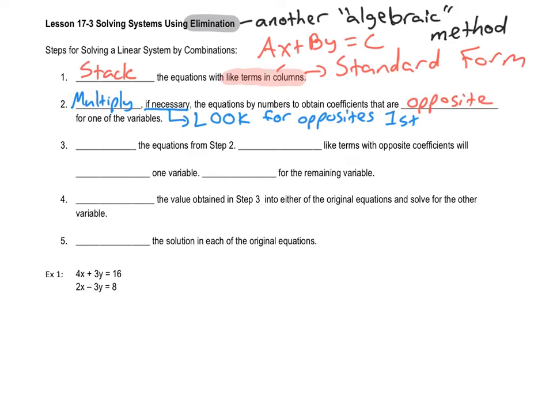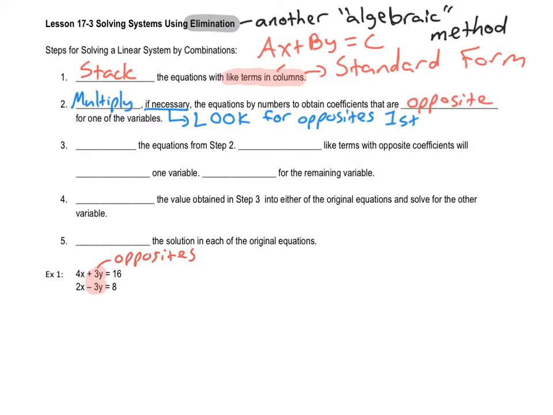So look down here on the first example. Is there two variable terms that are opposite of each other? Yes. Which ones? 3y and negative 3y. These are opposites. Let's go ahead and mark that so we don't forget. They're opposites because they're different signs and the same number though, okay?